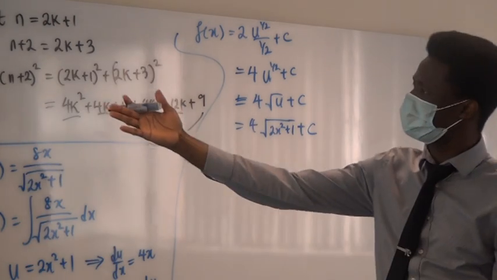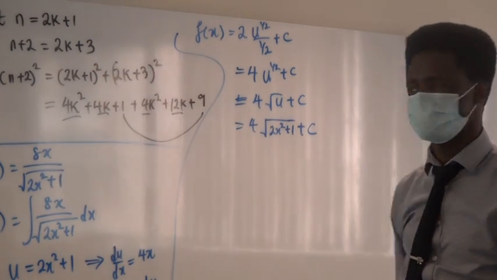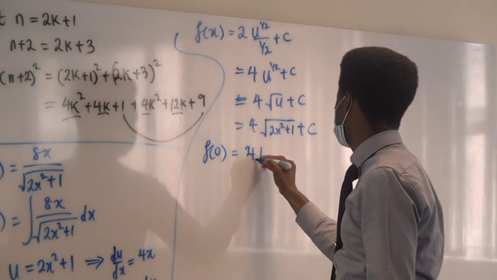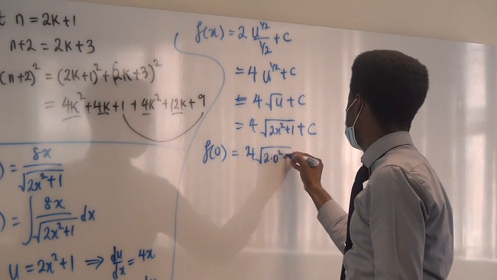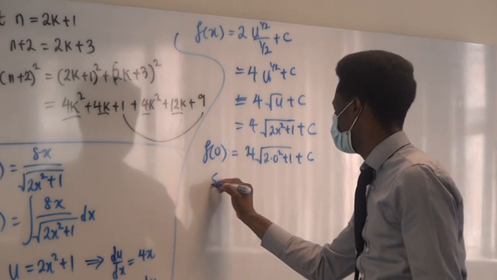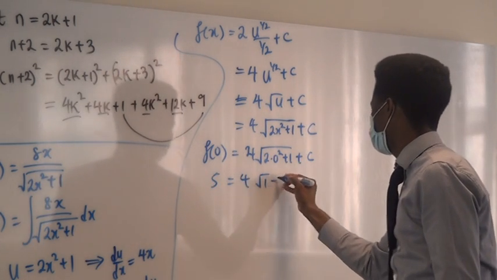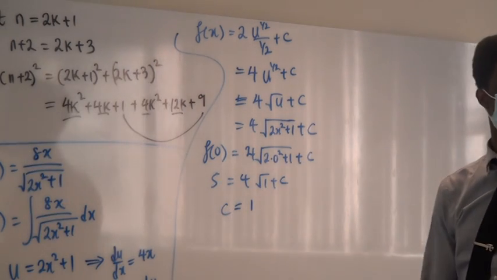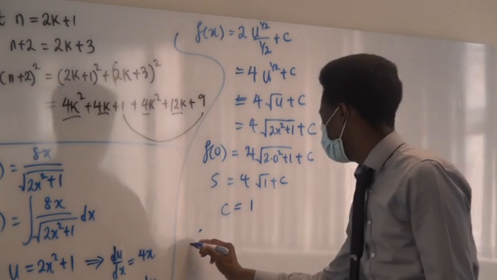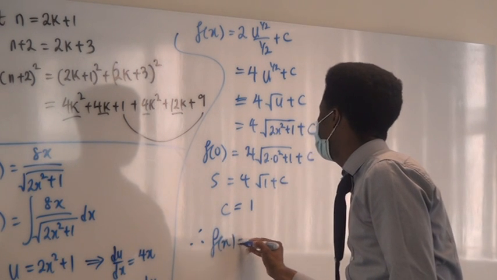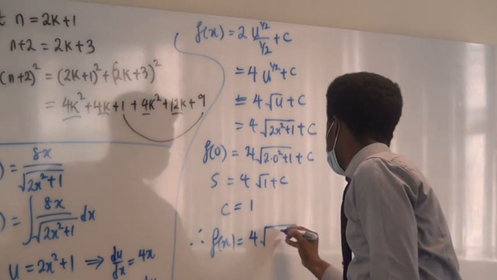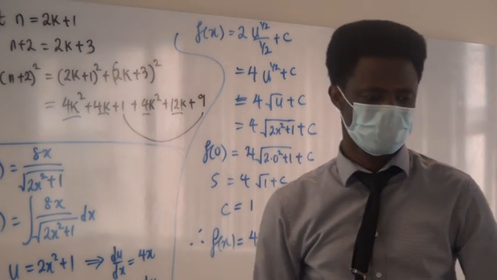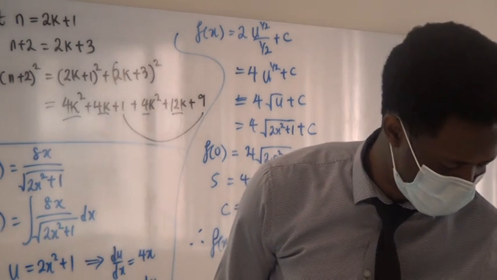So this is where you substitute 0, 5. So f of 0 is equal to 4 square root of 2 times 0 squared plus 1 plus c. f of 0 is 5. So this is 4 root 1 plus c, so this is going to be 4. So c is equal to 1. Therefore, your original function f of x is going to be 4 square root of 2x squared plus 1 plus 1.